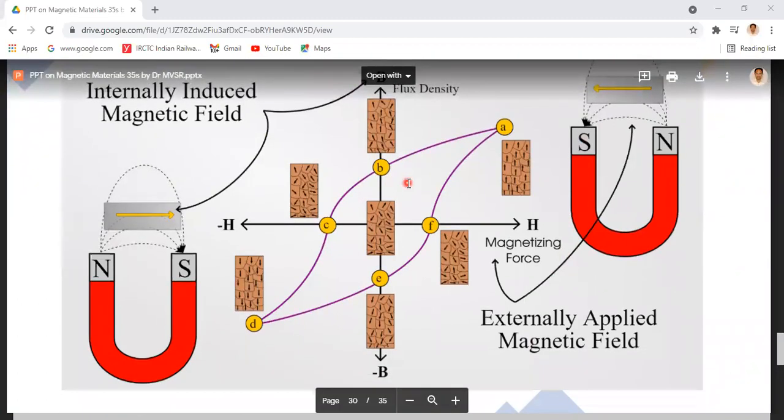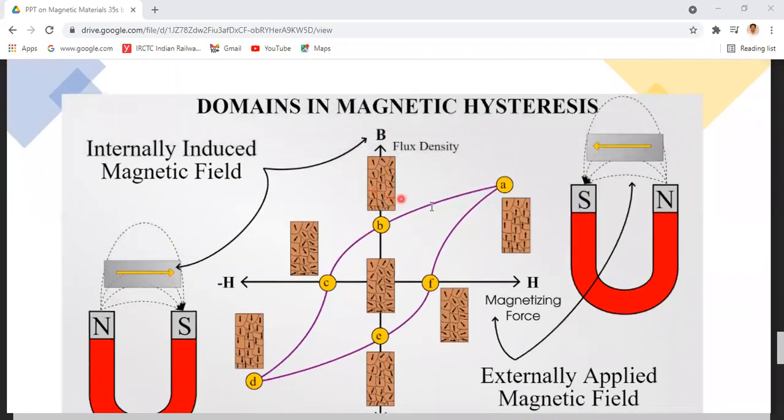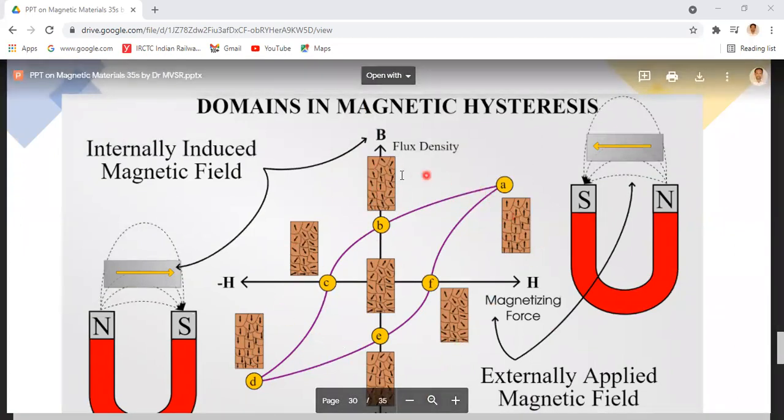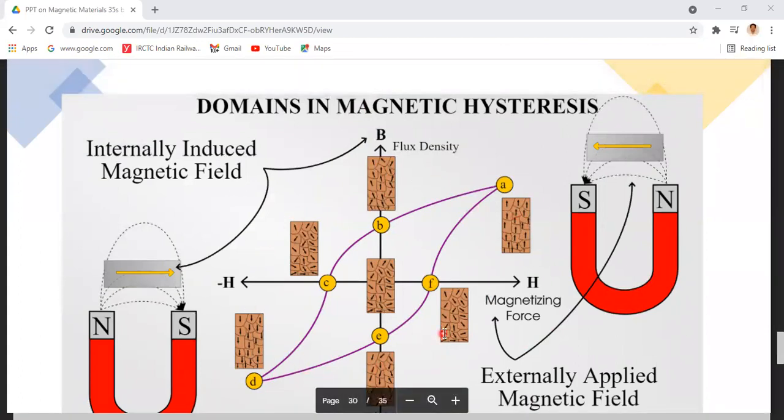So in this picture, you have to observe the reorientation of the magnetic dipoles within the magnetic domains of the given ferromagnetic material. How the ferromagnetic material is magnetized according to the applied magnetizing force or applied magnetic field. So when we apply a magnetic field, how does the ferromagnetic material get magnetized? The magnetization of that ferromagnetic material is expressed in terms of magnetic flux density B.